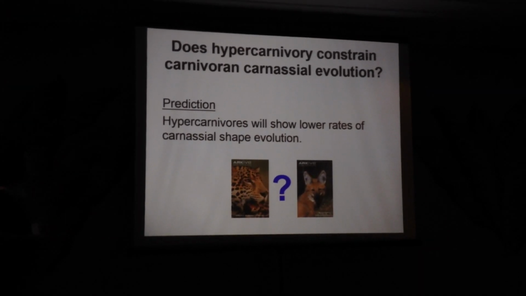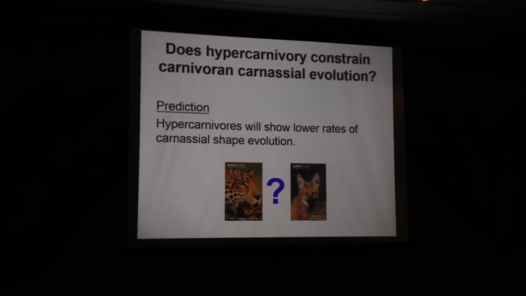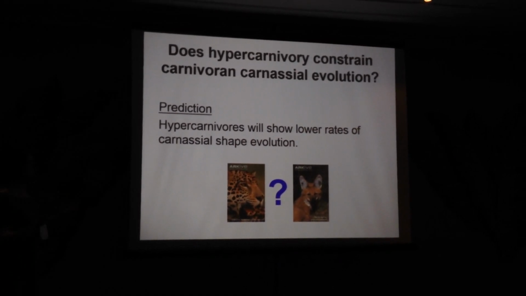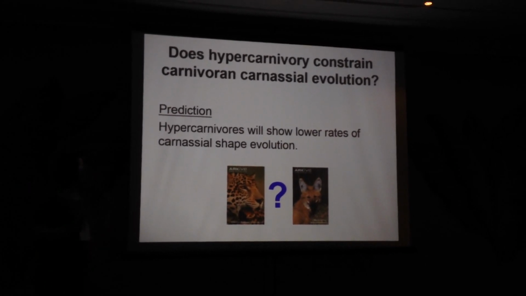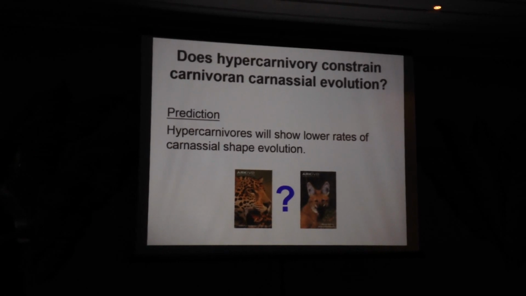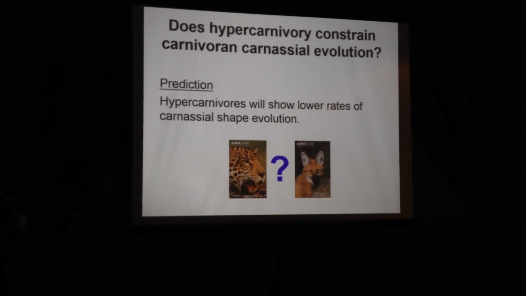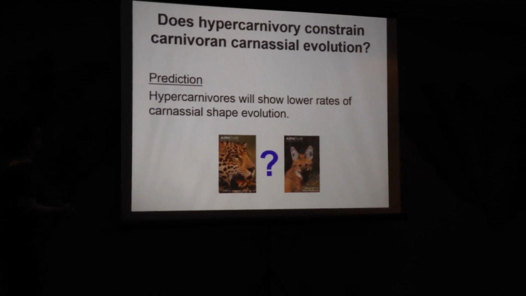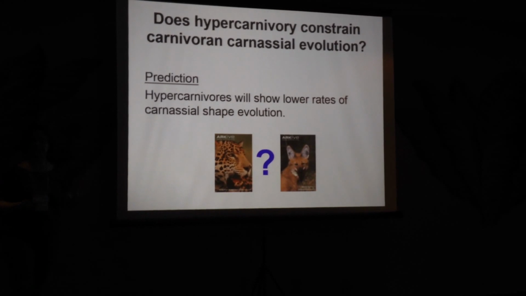But I'm also interested in whether we see differences between the caniforms and the feliforms. These two diverged 60 million years ago, so there's been a long time for them to behave differently. And the expectation here is that we should see slower rates within the feliforms. Generally, they're thought to be better hypercarnivores and more constrained. So that would be the general expectation going in.